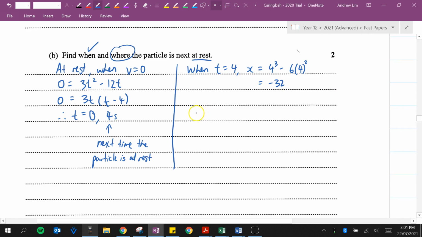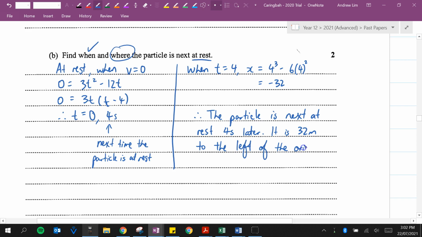So what does that mean? It means that the particle is next at rest 4 seconds later. It is 32 meters to the left of the origin, O. Okay, left because it's negative. If it was positive, it'll be to the right.